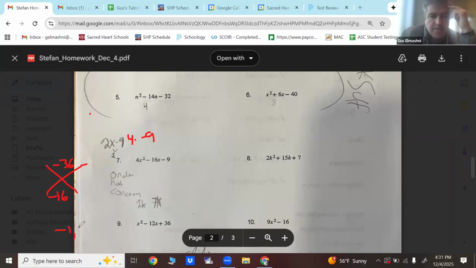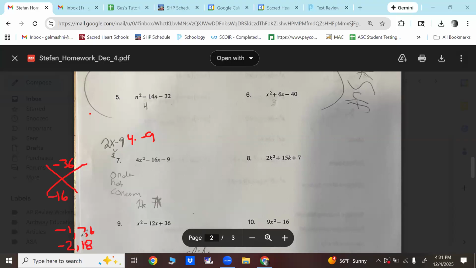Negative 1 and 36. What does that add up to? Hold on. What's negative 1 plus 36? 35. Right, that's no good. How about negative 2 and 18? 16. So we'll make it 2 and negative 18.